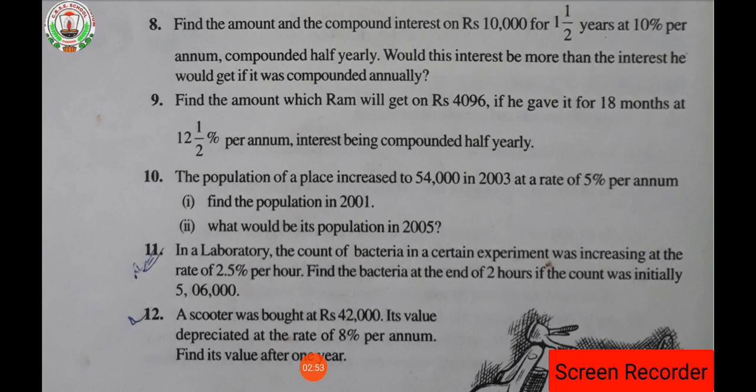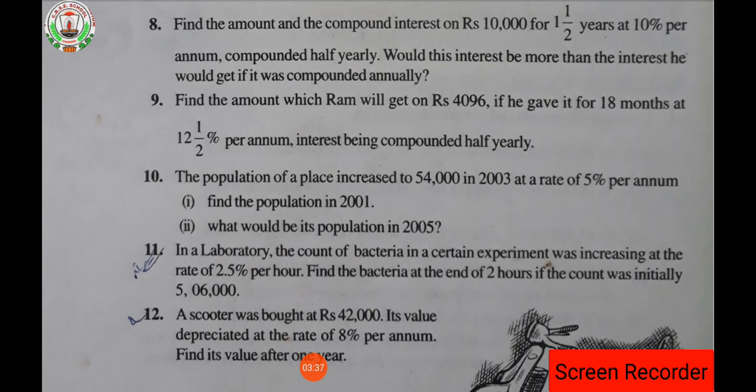Then the 10th one: the population of a place increased to 54,000 in 2003 at a rate of 5% per annum. Find the population in 2001. So here we have to see a population question. In 2003 the population is 54,000, increasing at 5% per annum. Then we have to find the population in 2001 as well as the population in 2005. That means 2 years before 2003 and 2 years after 2003. That is, 2001 and 2005 populations we have to find in question number 10.